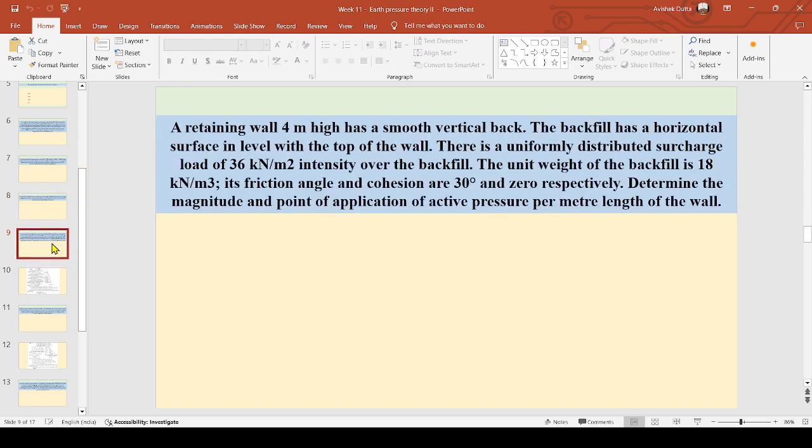A retaining wall 4 meter high has a smooth vertical back. The backfill has a horizontal surface in level with the top of the wall. There is a uniformly distributed surcharge load of 36 kilonewton per meter square intensity over the backfill. The unit weight of the backfill is 18 kilonewton per meter cube. Its friction angle and cohesion are 30 degree and 0 respectively. That is, the material is cohesionless. Determine the magnitude and point of application of the active pressure per meter length of the wall.